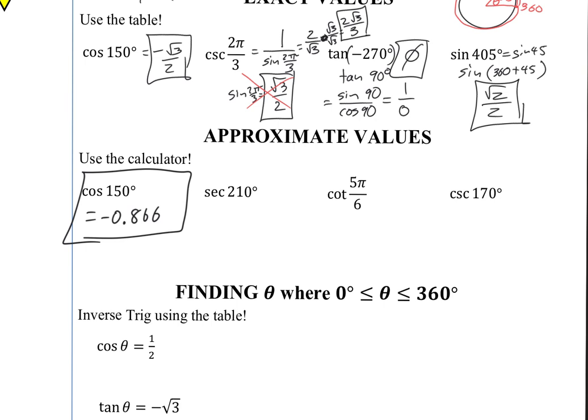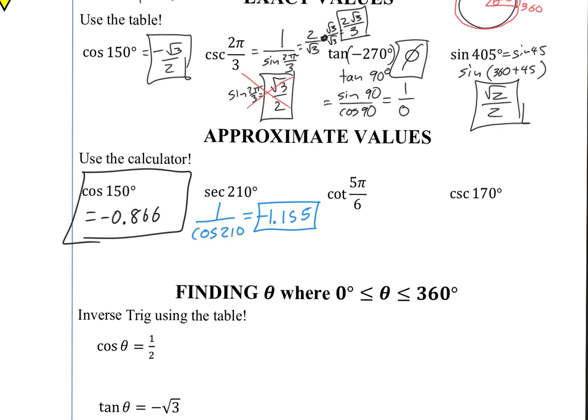Oh no, but we don't have a secant button on our calculator. What are we supposed to do? Well, that's no big deal. Secant is just 1 over cosine. So this is the same thing as saying 1 divided by cosine 210. And that's exactly what we're going to put in our calculator. 1 divided by cosine 210 degrees. Boom. We get negative 1.15, and then we'll round that last one to 5.